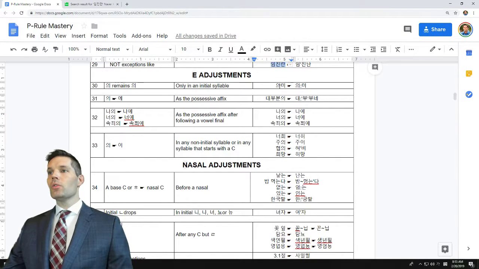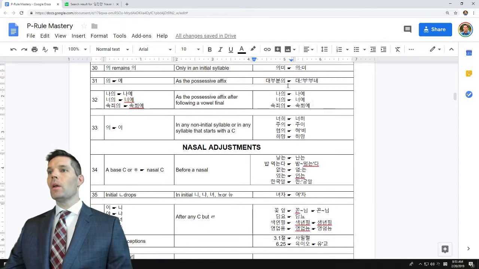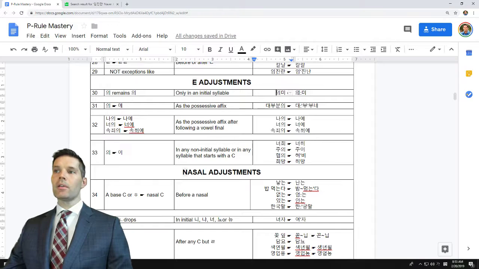Then let's get into 의미, these types of things. So here we have where the 의 sound stays as a 의 sound. So 의미, 대부분의, right? 나의. These are some of the things that we talked about earlier where it really becomes, instead of 의, it's a ye sound. This one, number 32, is not in a dictionary. This is just something you're going to hear. So 너의 숙제에. And then 너희, 주의, 협의, 희망.